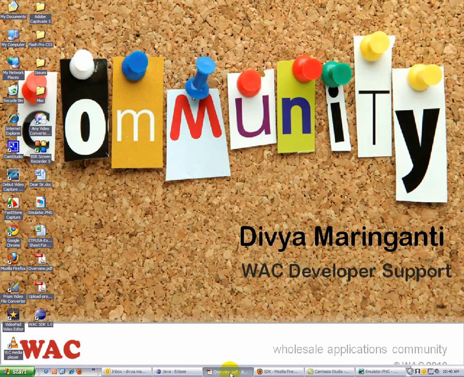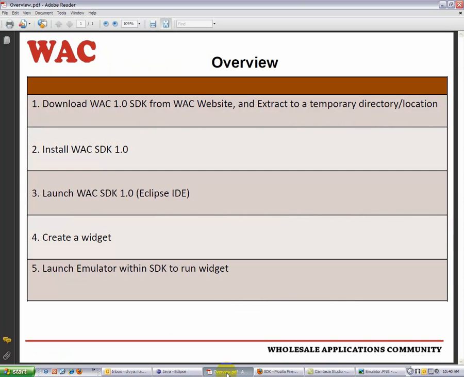In this video, I'll be demonstrating how to use the WAC SDK to create a widget. Displaying on my screen is a high-level overview of steps. Download the WAC SDK from the WACApps.net website. We have Windows, Mac, and Linux versions available. In addition, we also have a transit widget emulator for Firefox. Once Eclipse is launched, we need to set up Android and AVD.